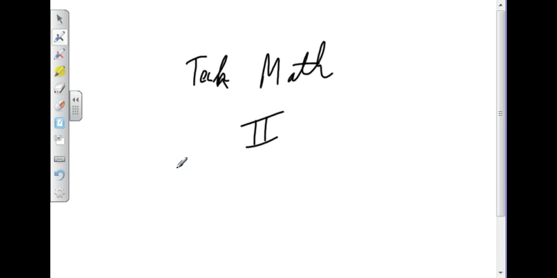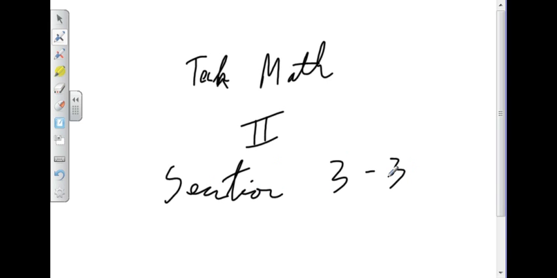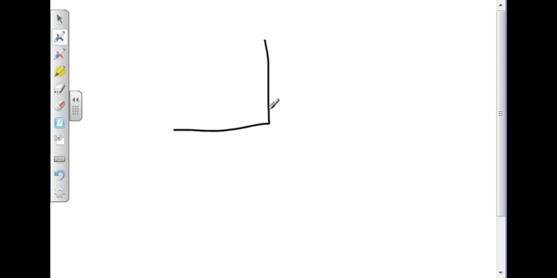Tech Math 2, and we're in section 3-3. What we're going to do is solve right triangles. If we have a right triangle and we know anything at all about it, we're going to label our sides and angles the same way every time. The biggest angle is going to be C. The one to the left is going to be A. The remaining one is B.